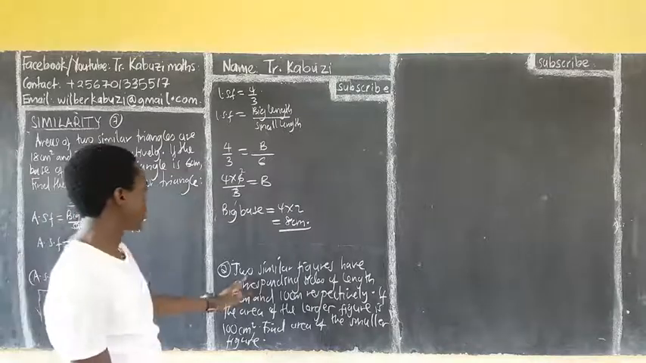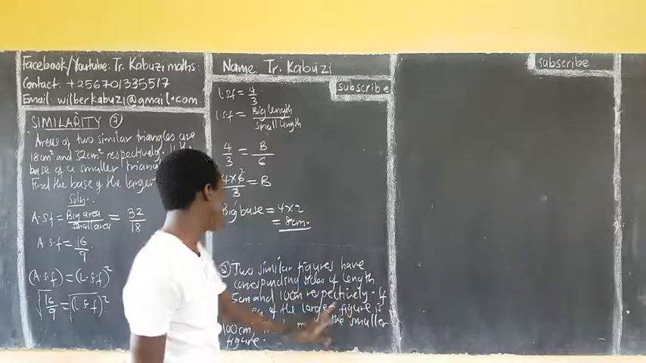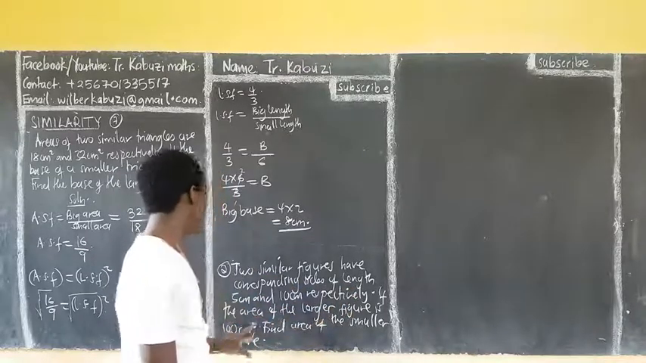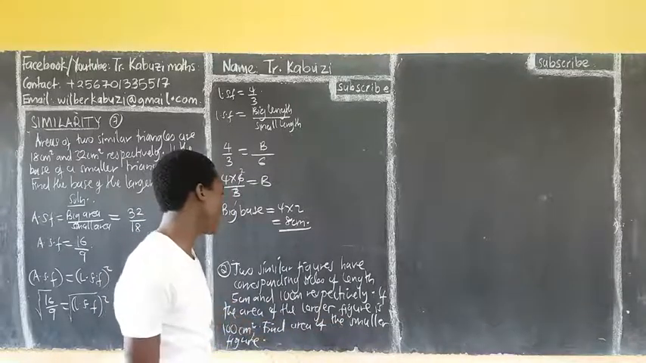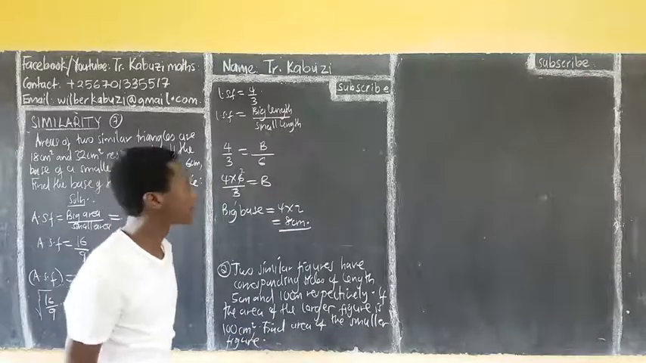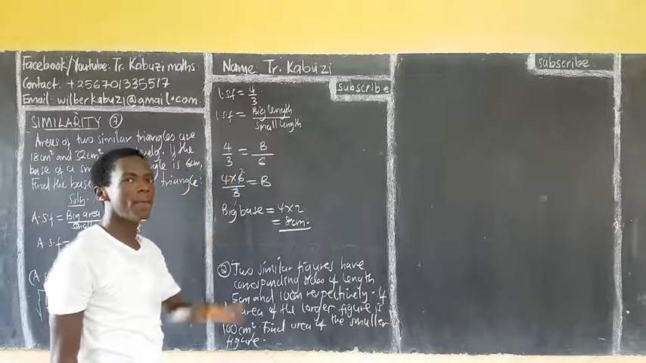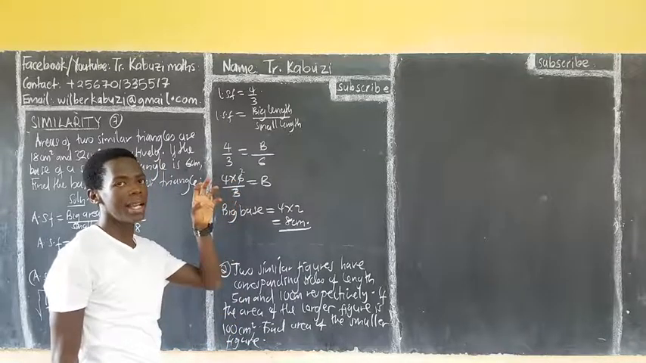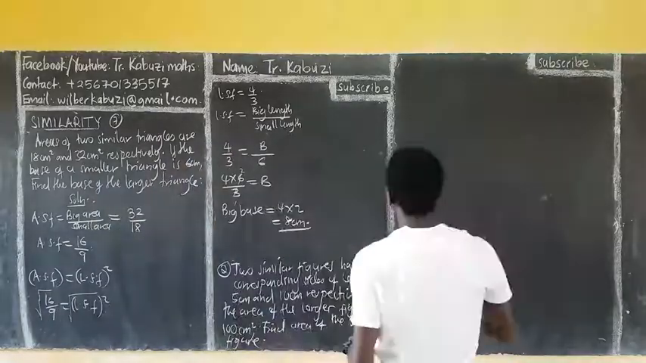Then here, two similar figures have corresponding sides of length 5 centimeters and 10 centimeters respectively. If the area of the larger figure is 100 square centimeters, find the area of the smaller figure. Now here, if we need the area, the relationship that relates the two is the area of the big over the area of the small. But I need to be able to get the area scale factor, which I can get using the linear scale factor. How is that possible?